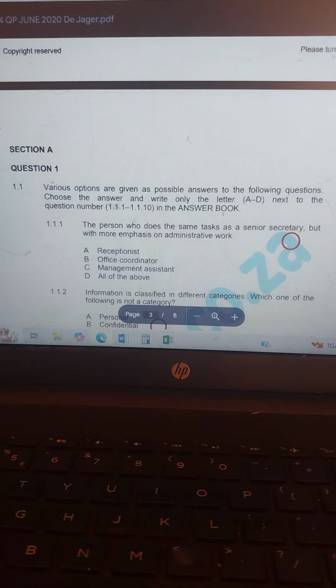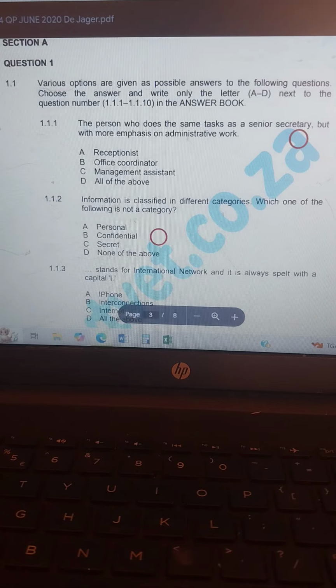It's very important. So the first section, Section A, you're going to choose the answer and write only the letter next to the question number. You're not going to copy everything. You're not going to copy an answer. You're just going to write a letter next to the question.